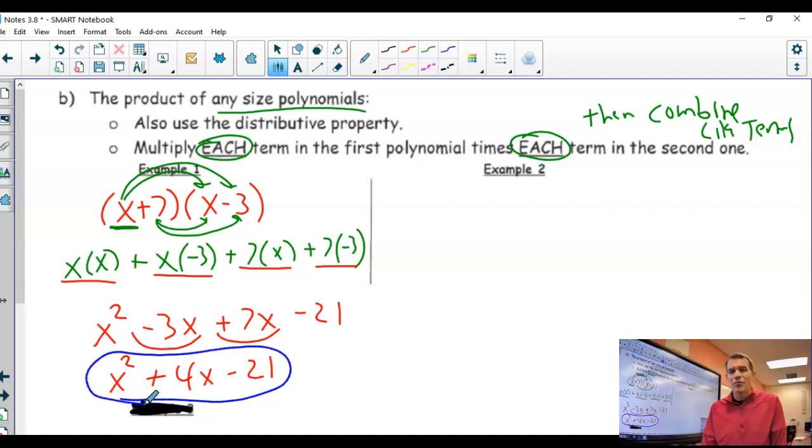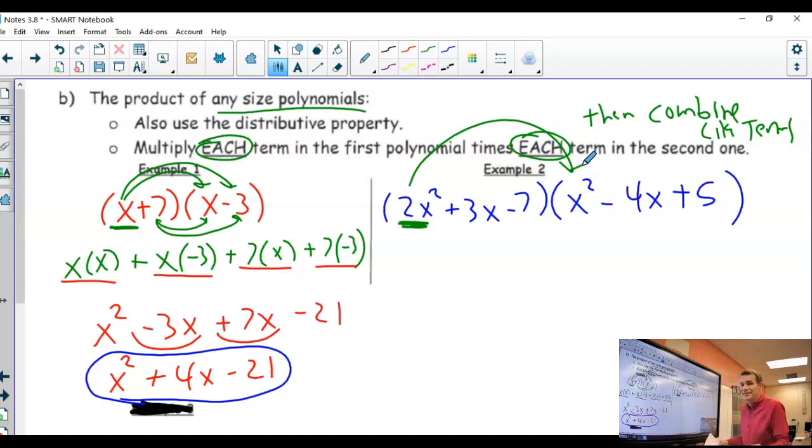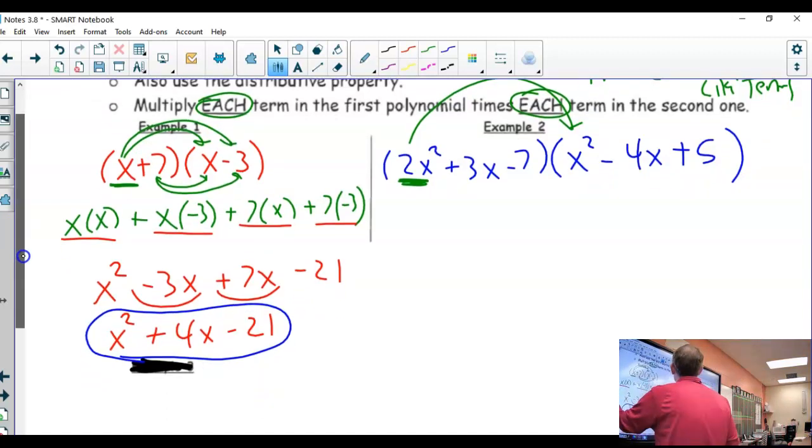Let's try a more difficult one and we will be done. We are going to do a trinomial: 2x squared plus 3x minus 7 times x squared minus 4x plus 5. So we are going to multiply each term in the first polynomial times each term in the second. We're going to start with the 2x squared and do him. And watch how I write this out. That's, to me, the important thing here. Watch how we write it out.